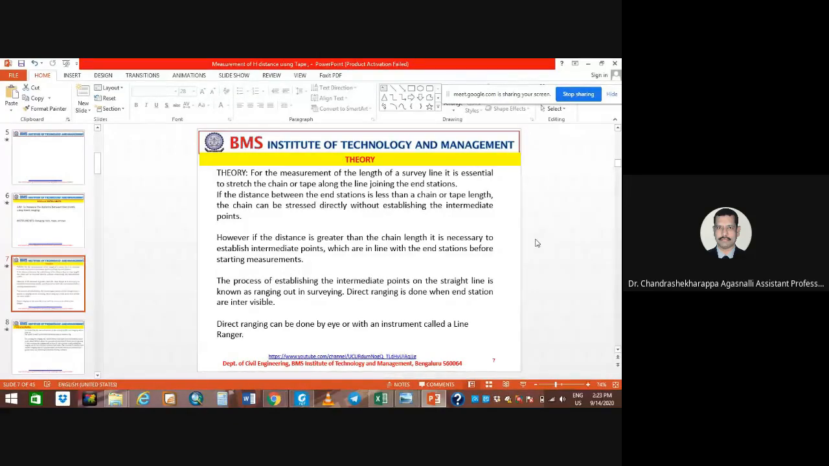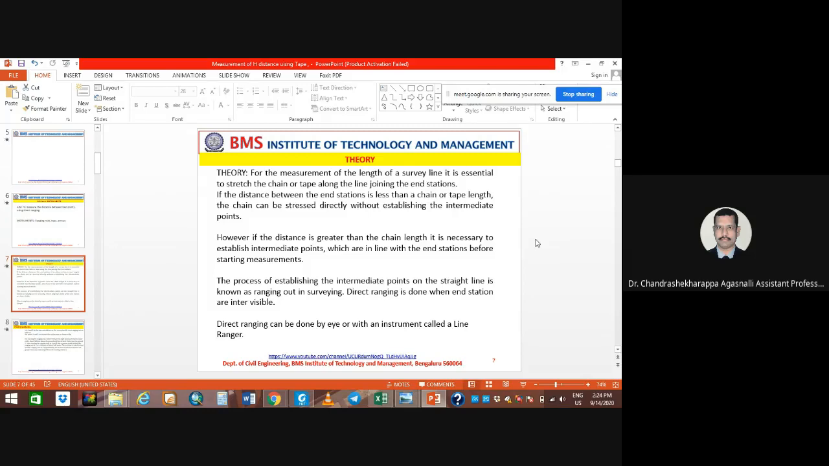Ranging, in the sense, means proper alignment; ranging out in the survey. Direct ranging is done when the two end stations are intervisible. Whenever you are doing the survey line from one station to the other, it may be 1 kilometer or 100 meters, both should be intervisible. If it is not intervisible, again you have to take a diversion, or maybe you have to establish the intermediate points.